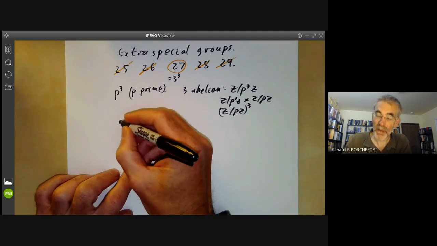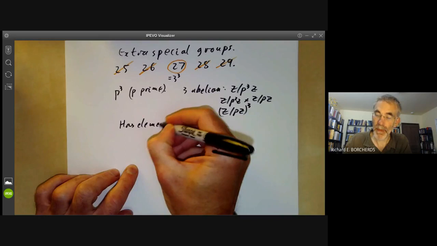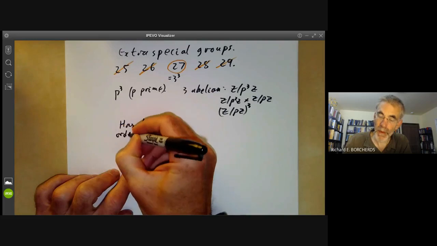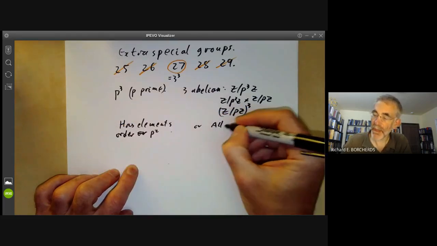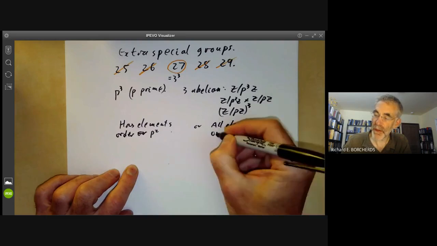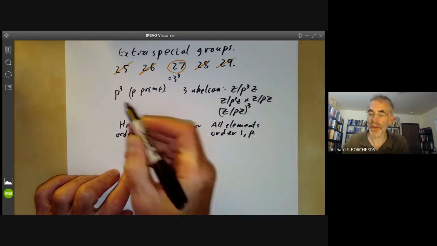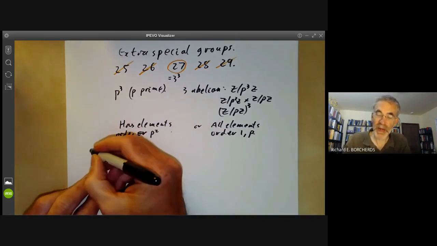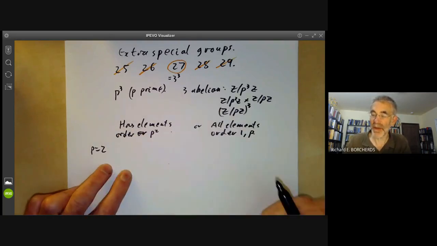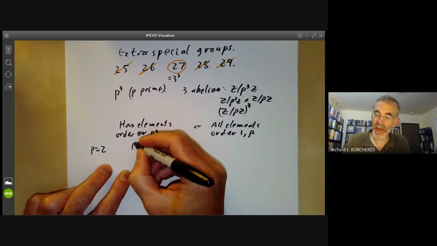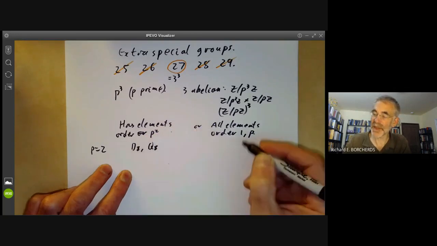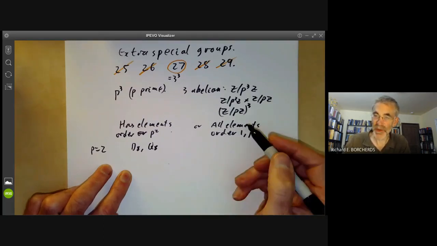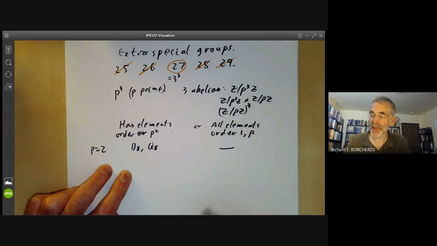It can have elements of order p squared, or all elements have order 1 or p. That's because the order must divide p cubed, and it can't be p cubed because then the group would be abelian. Now, if p equals 2, we've already classified them, and there are 2: the dihedral group of order 8 and the quaternion group of order 8. There are no groups such that all elements have order 2, because we saw that if all elements have order 2, the group has to be abelian.